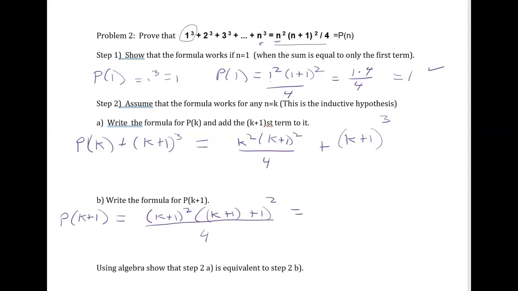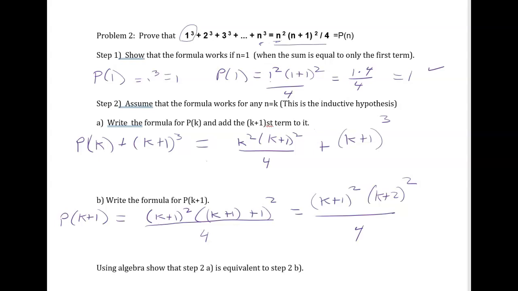So what you end up with is K plus 1 squared times K plus 2 squared over 4. Now in the last case, we ended up working with part B and rearranging the algebra. Here we're going to start up here. We're going to start with part A and rearrange this algebra.